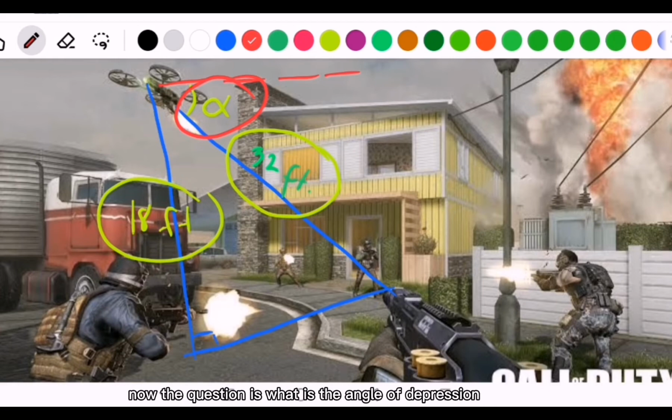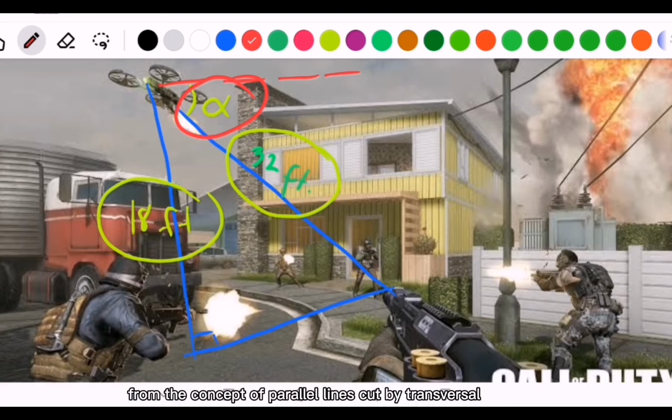Now, the question is, what is the angle of depression that the drone is aiming? Take note that the angle of depression is created by the horizontal line and the line of sight. So right here, the line of sight that we are referring to is from where the drone is aiming.